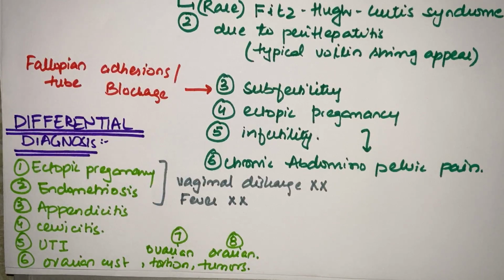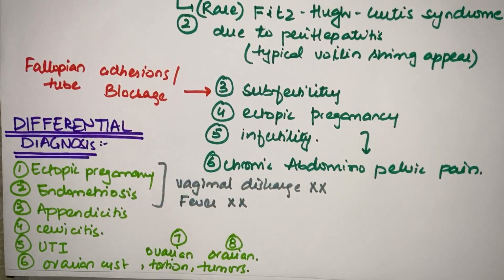Other differentials are surrounding structures, like appendicitis may be present, cervicitis can be confused with it, any UTI can be confused with it, or ovaries are present, so ovarian cyst, ovarian tumors, ovarian torsion. So these are all the differential diagnoses. Okay. This was all about pelvic inflammatory disease.